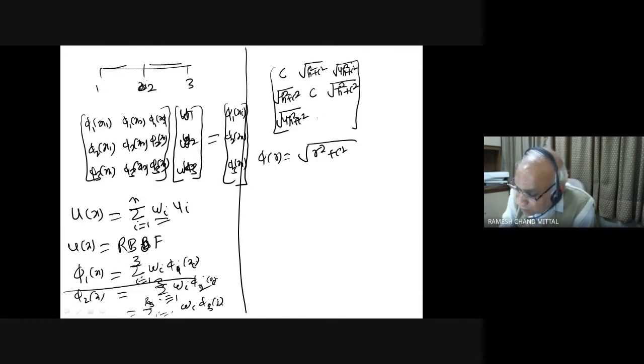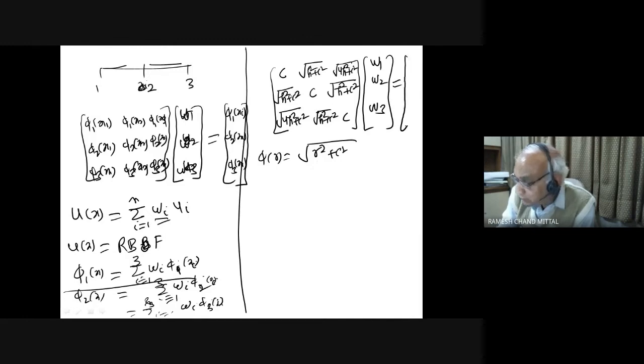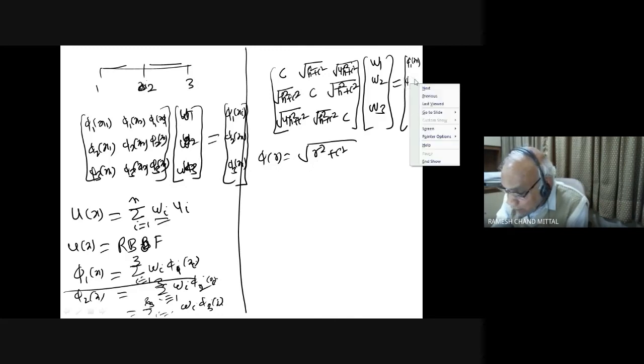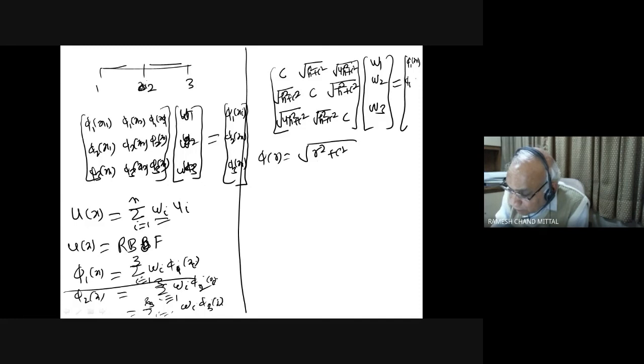3x1, yeah, 4h square plus c square plus h square plus c square plus c. And you have your W1, W2, W3 equal to the value of the function there. And I write phi 1 x1, phi 1 x2, and phi 1 x3 for the first function. Right. So you have this. Then this equation can be solved and the solution can be obtained.